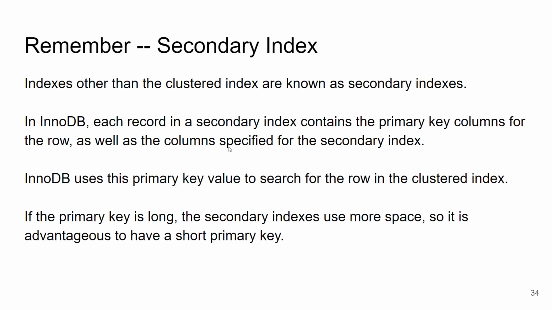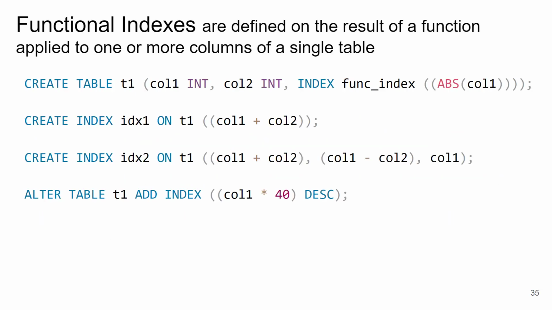Now remember, the secondary indexes basically piggyback on the primary. And if the primary key is long, the secondary indexes use more space. So keep the keys as short as you can, and be conscious that they do chew up memory.